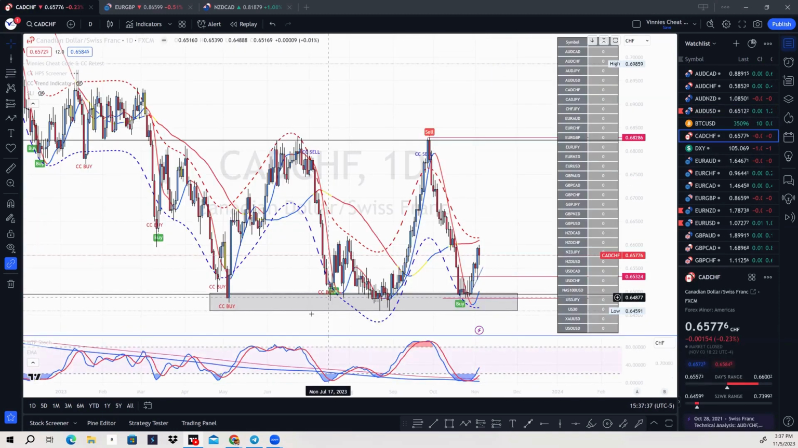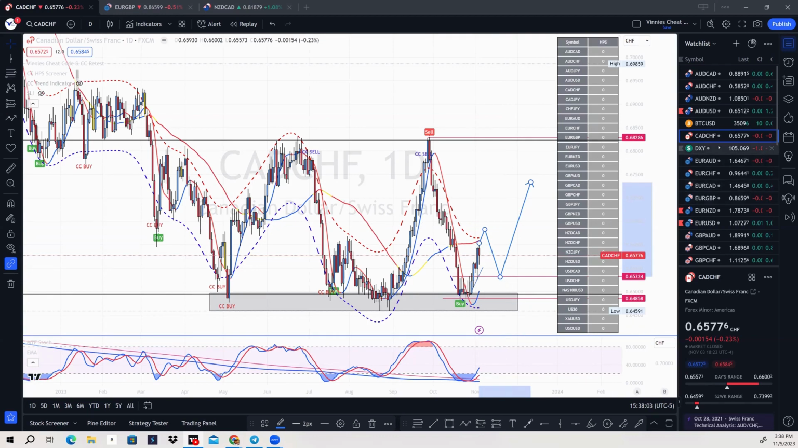Same exact scenario with CAD Swiss. We can look for this to push higher before we get a pullback. So maybe price pushes a little bit higher than this, and then we can expect price to pull back to continue higher on CAD Swiss. Okay, that is the expectation this week on CAD Swiss.